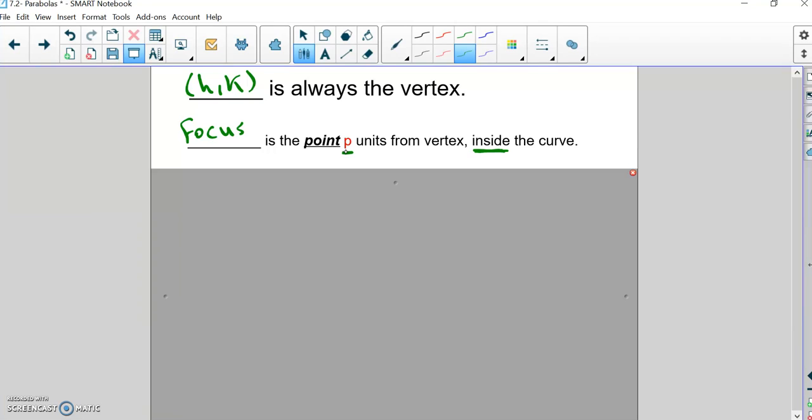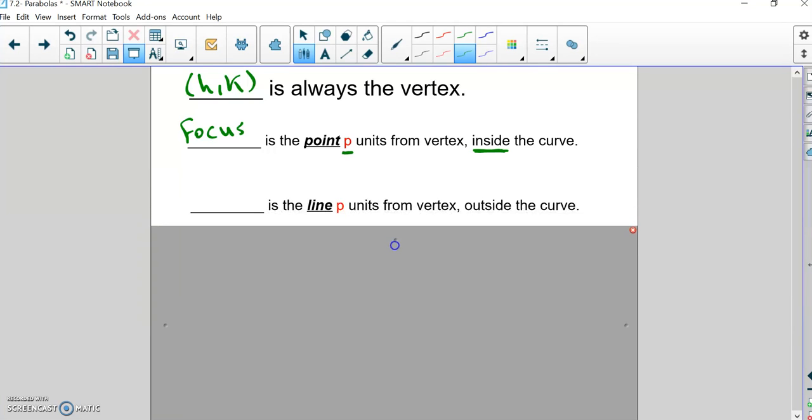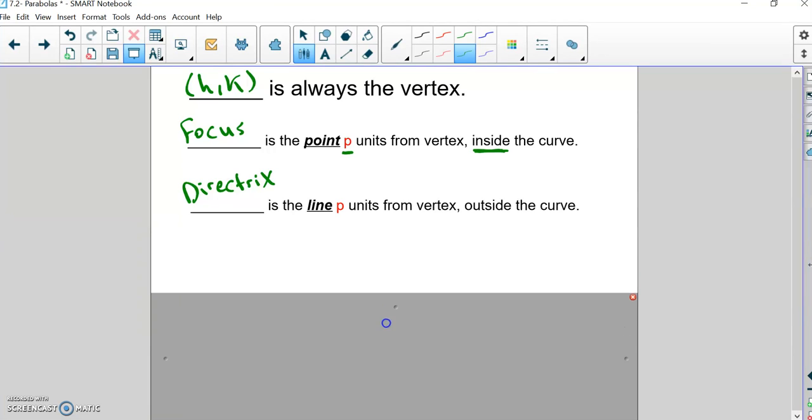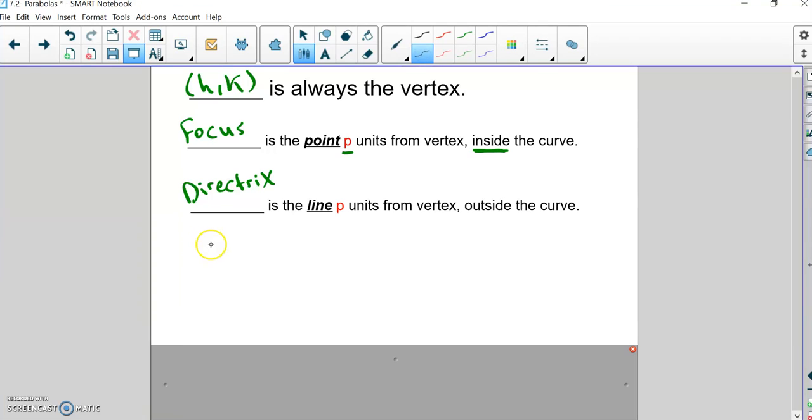Now, the other word that we have talked about is the directrix. The directrix is the line that is p units from the vertex and it is outside of the curve. So what we do to find the directrix is you start at the vertex, you go p units outside of the curve, and then you draw a line to represent that directrix. Keep in mind, both of these are p units away from the vertex. The focus is inside the curve. The directrix is outside the curve. Just some word association here.